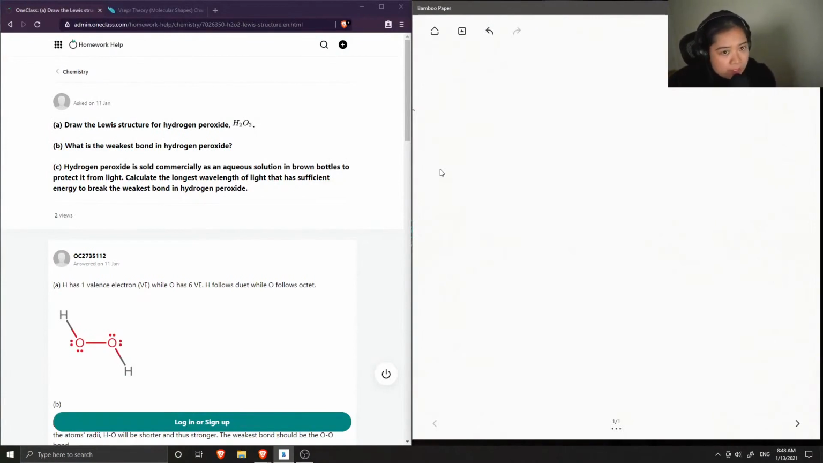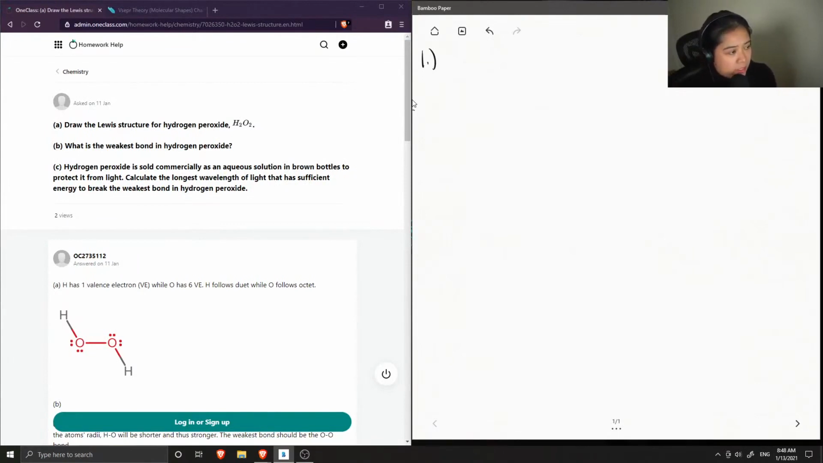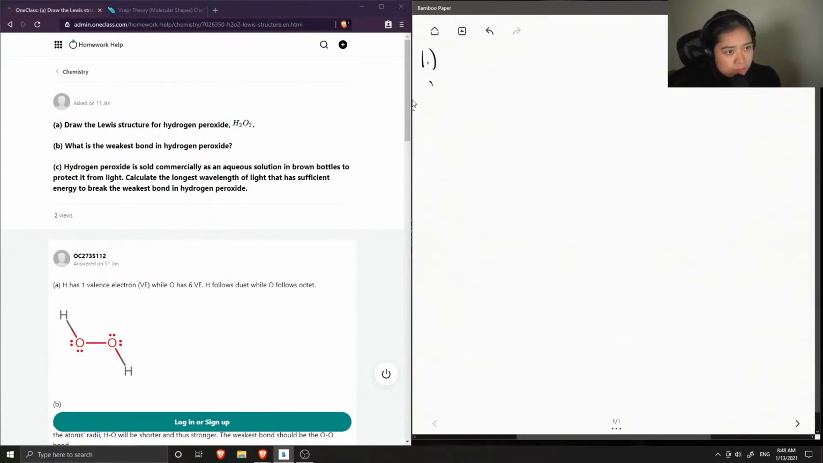Okay, so question 1 says to draw the Lewis structure for hydrogen peroxide. It also asks what is the weakest bond in hydrogen peroxide, and hydrogen peroxide is sold commercially as an aqueous solution in brown bottles to protect it from light. Calculate the longest wavelength of light that has sufficient energy to break the weakest bond in hydrogen peroxide. Okay, so first let's draw the Lewis structure of hydrogen peroxide.